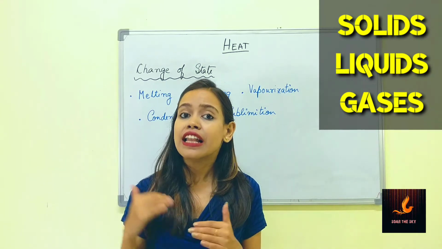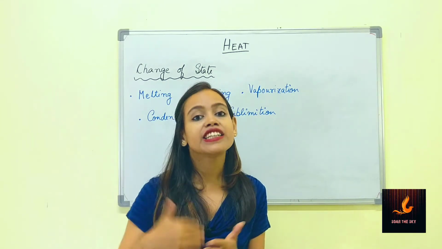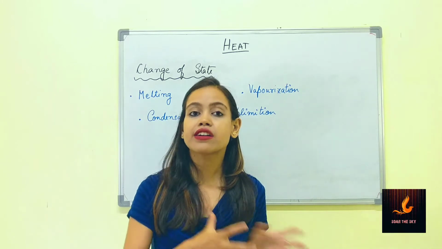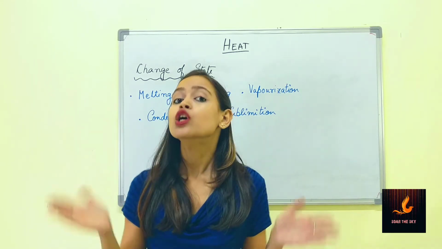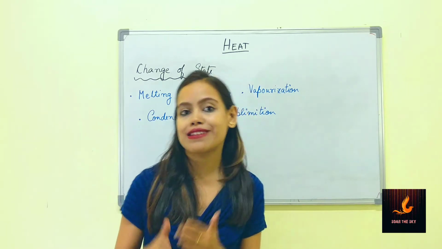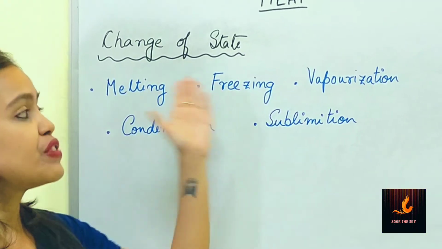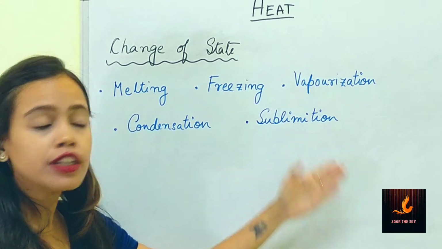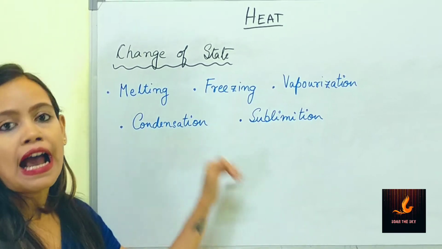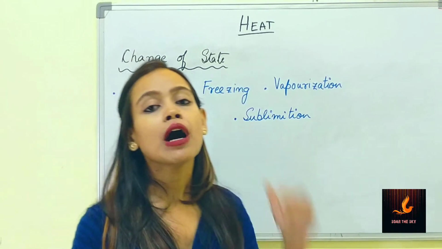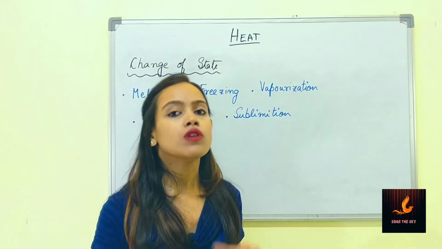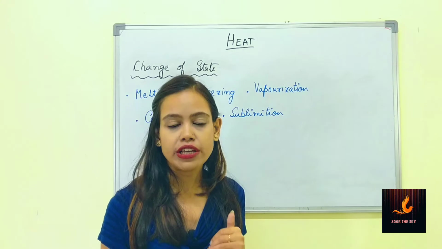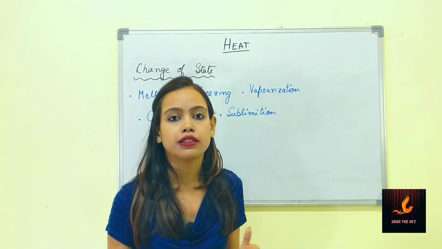Heat can let these states interchange between each other. There are several processes involved in those changes of states. Those processes are as follows: melting, freezing, vaporization, condensation, and sublimation. Now we will go deep into each and every process and how heat enables change from one state to another.